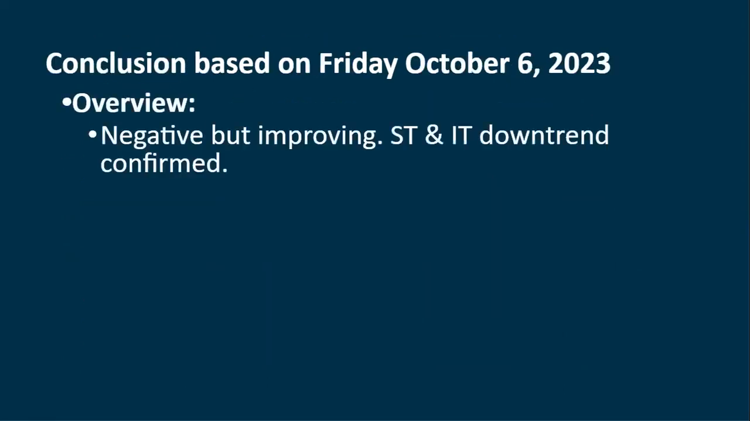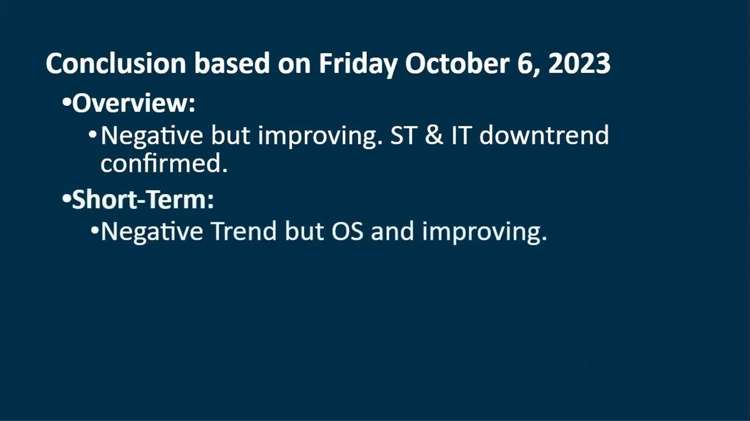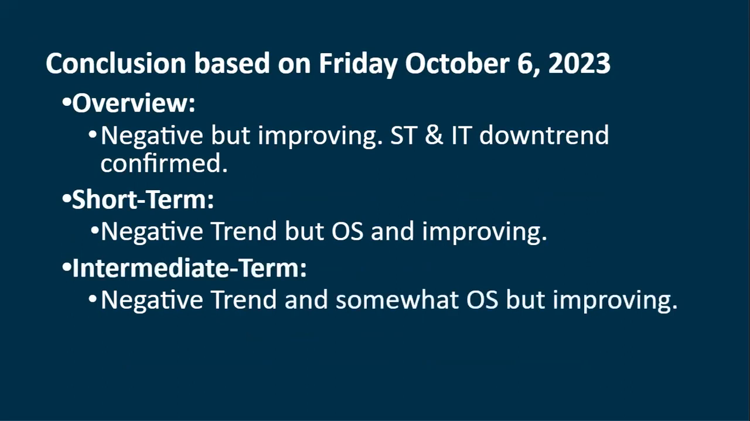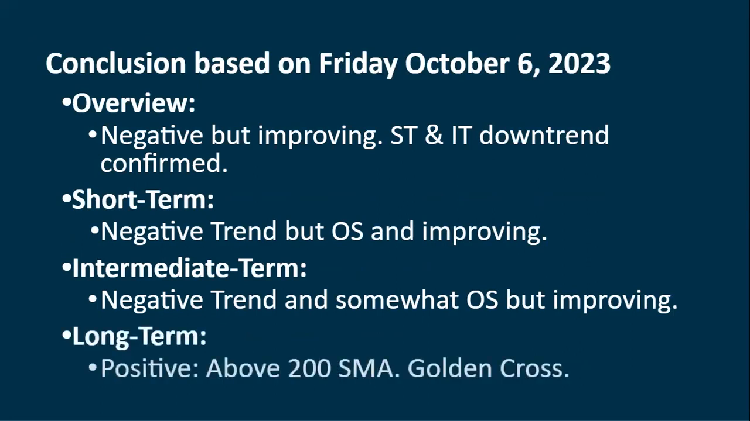So our conclusion, we're negative right now. And again, this is just based on daily charts for Monday's session, but we are showing some improvement. We're in a confirmed downtrend. In the short-term trend, we're still working off of being oversold, but showing some improvement. Intermediate term, the trend is negative as well. We're a little bit oversold there, but also showing some improvement, where we're still positive in the long term because we're still above the 200-day simple moving average.